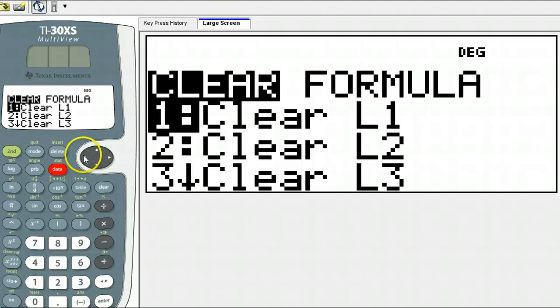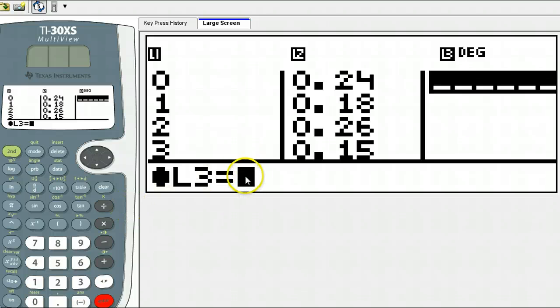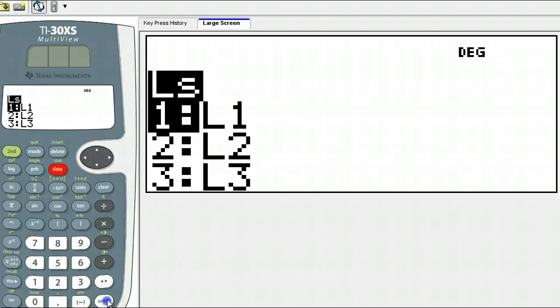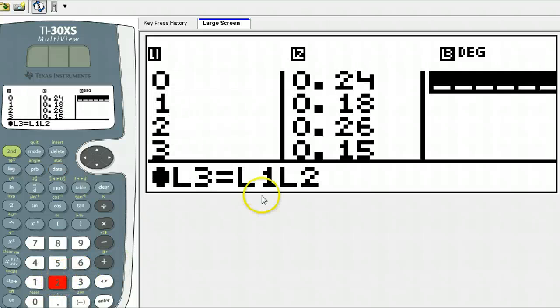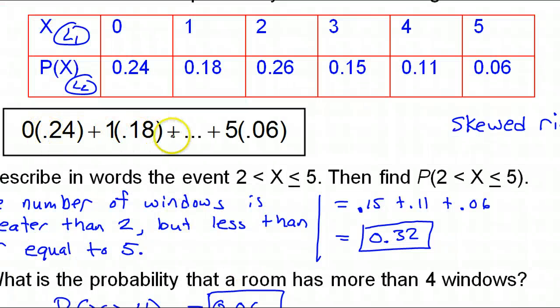So we will hit data, switch over to the formula menu, and hit enter to add or edit. Now, like I said, we want xp. Now, these are x's, these are p's. So L1 times L2. I get L1 by hitting data and enter, and I can get L2 by hitting data and choosing number 2. So this L1 times L2 is really x times p over and over again. So if I hit enter, then what I have here in column 3 is x times p. It's 1 times 0.18, 2 times 0.26, 3 times 0.15. It's all my xp's.